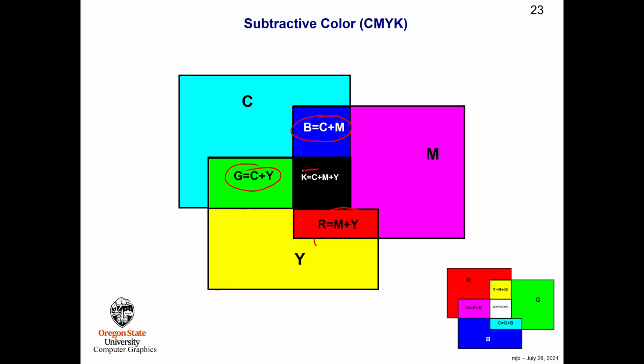And if you mix them all, you get black, except it's hard to hold the wavelengths constant in the paint. And so really you get this mushy, deep brown. And so that's why color printers typically have not just cyan, magenta, and yellow inks, but black as well.